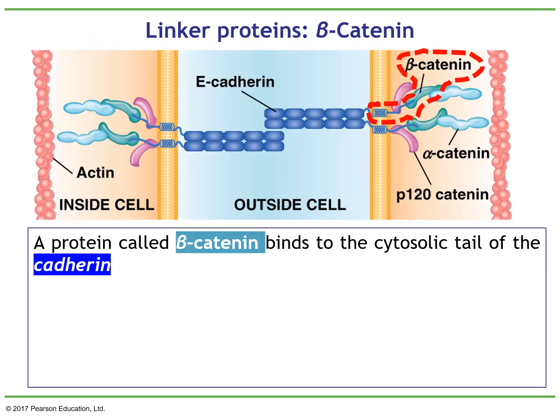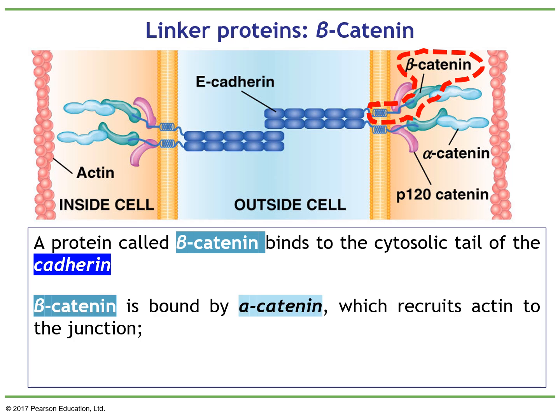Now I'm just going to go very quick. So the beta-catenin, that is that one. It will bind to the tail of the cadherin, so you can see the cytoplasmic tail, and that one will bind to the alpha-catenin. Why do we care about that? Because this is very important for cancer formation.